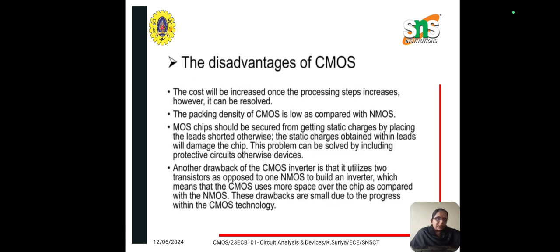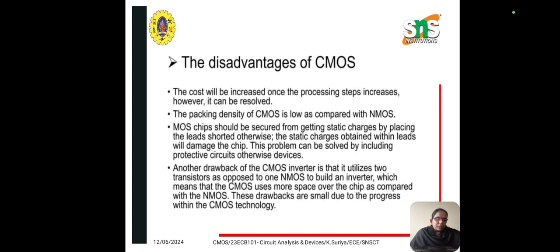Some of the disadvantages are the cost will be increased once the processing steps increase. However, it can be resolved. The packaging density of the CMOS is low as compared with NMOS. MOS chips should be secured from getting static charges by placing the leads shorted. Otherwise, the static charges obtained within the leads will damage the chip. This problem can be solved by including protective circuits or diodes.